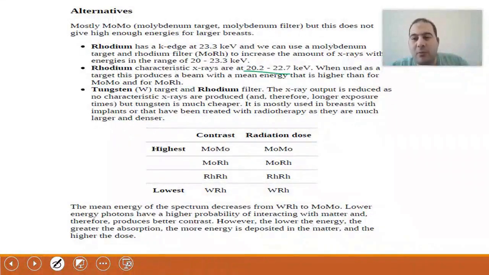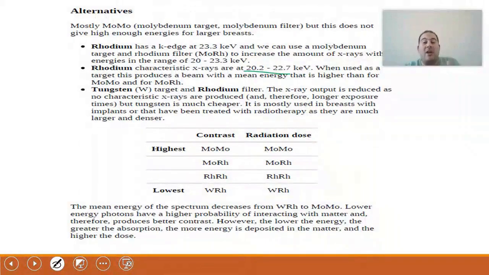However, there is a point about higher contrast. And what is higher contrast? Low energy and high energy. Low energy is fine, but at the same time, the problem with low energy is that it will have more absorption compared to high energy because it experiences attenuation.